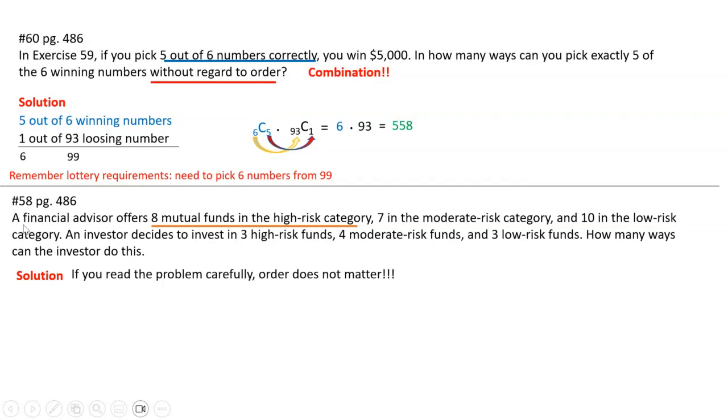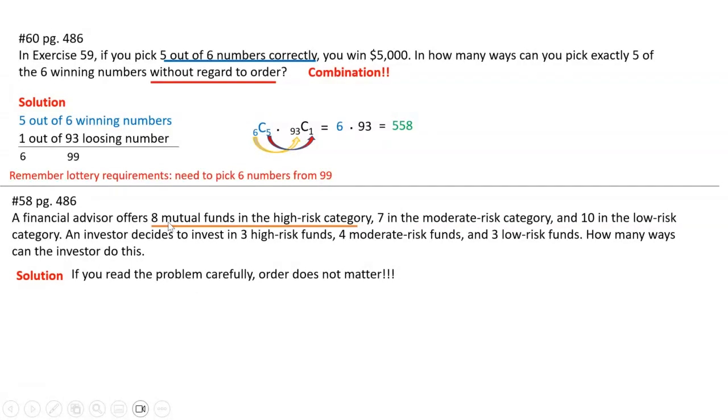But let me read the problem first. It says a financial advisor offers 8 mutual funds in the high risk category, 7 in the moderate risk category, and 10 in the low risk category. An investor decides to invest in 3 high risk funds, 4 moderate risk funds, and 3 low risk funds. How many ways can the investor do this? And again, the order does not matter.